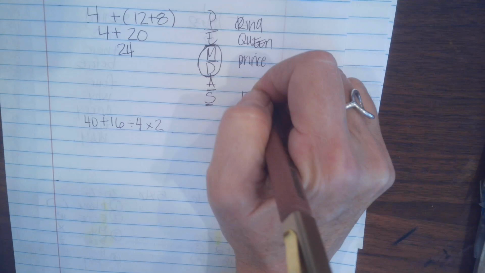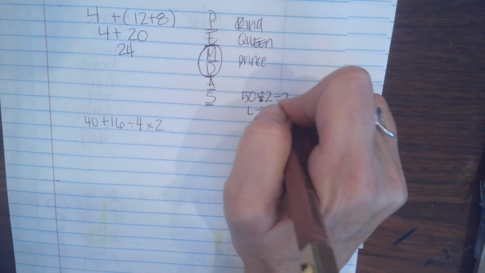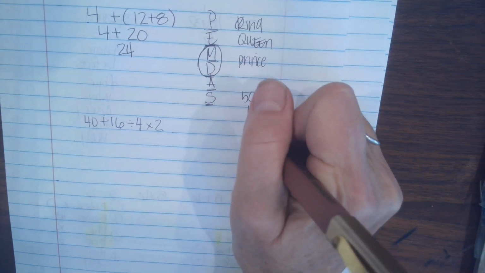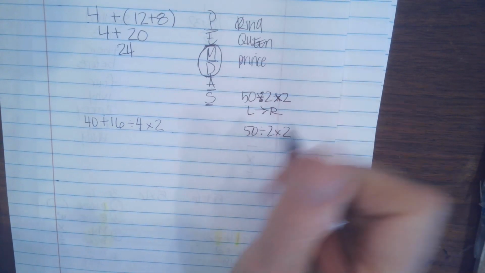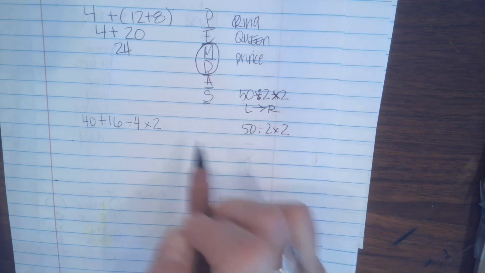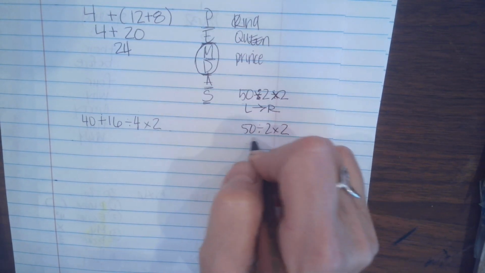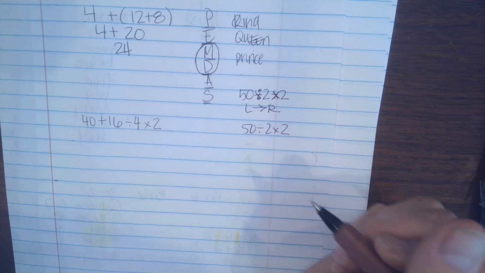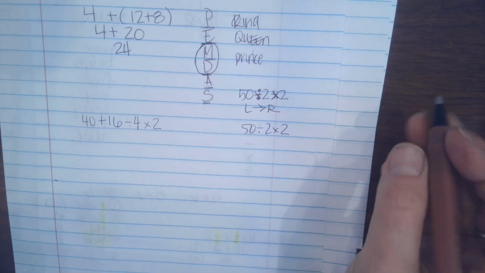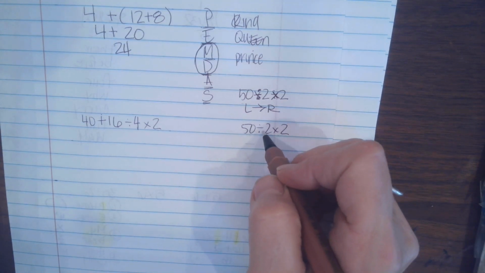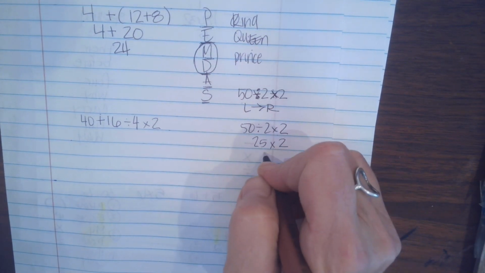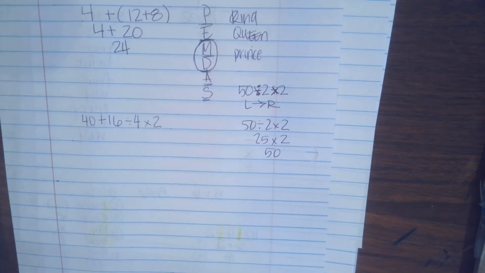So if this was division, you wouldn't do multiplication first, like that. If this was 50 divided by 2 times 2, you wouldn't say, oh, because M is first, they're equal. So you do left to right. And I'm sorry I have to talk to you about that, but we do have to talk about that. So we're going to do 50 divided by 2 is 25 times 2, and then 25 times 2 is 50.